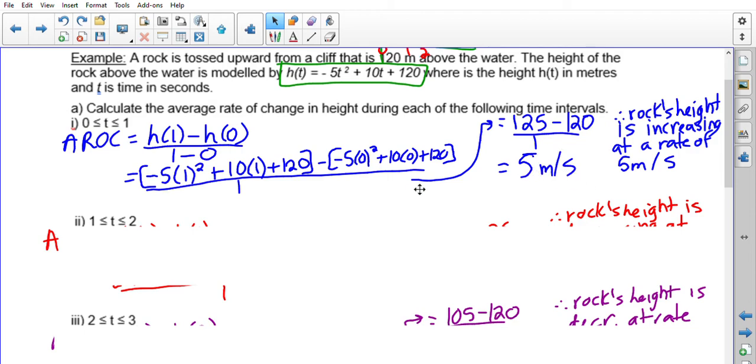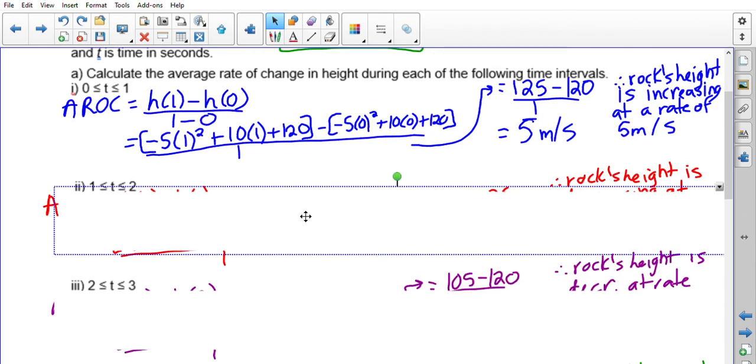So I want you to analyze what that means. Because I know you guys can enter numbers into a calculator, but if you don't know what the number represents, then all of this isn't useful. So that means the rock's height is increasing at a rate of 5 meters per second, increasing because the number is positive. So we know over this interval that the rock is still rising.